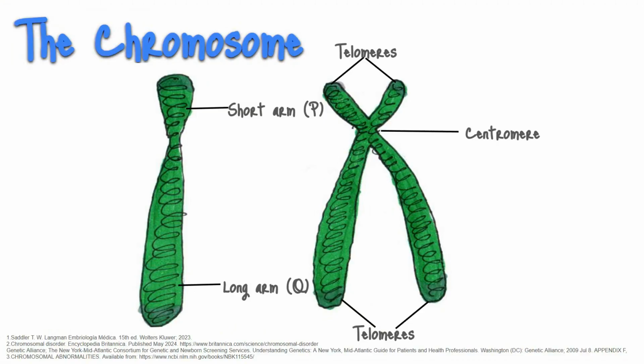Chromosomes have a short arm called P and a long arm called Q. Telomeres at the end, which get shorter the more the cell replicates, become a marker for aging, and a centromere, which is the narrowest part of a chromosome and also where they attach to sister chromatids.